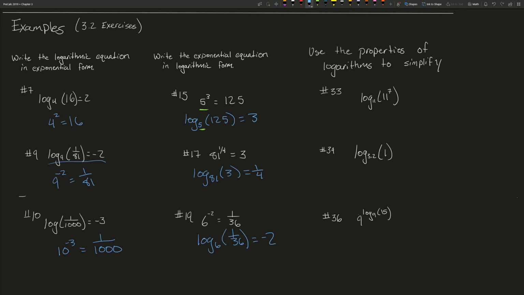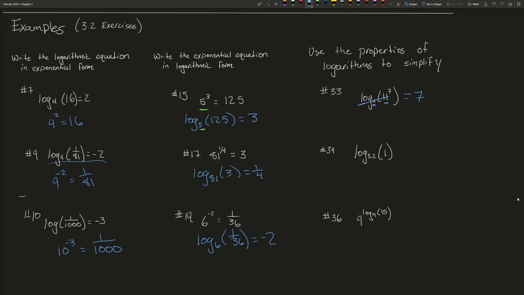The next set of directions say to use the properties of logarithms in order to simplify. So number 3 says log base 11 of 11 to the 7th, and we need to simplify that. Because the base in the log is the same as the base in parentheses, those cancel, and we're just left with 7.